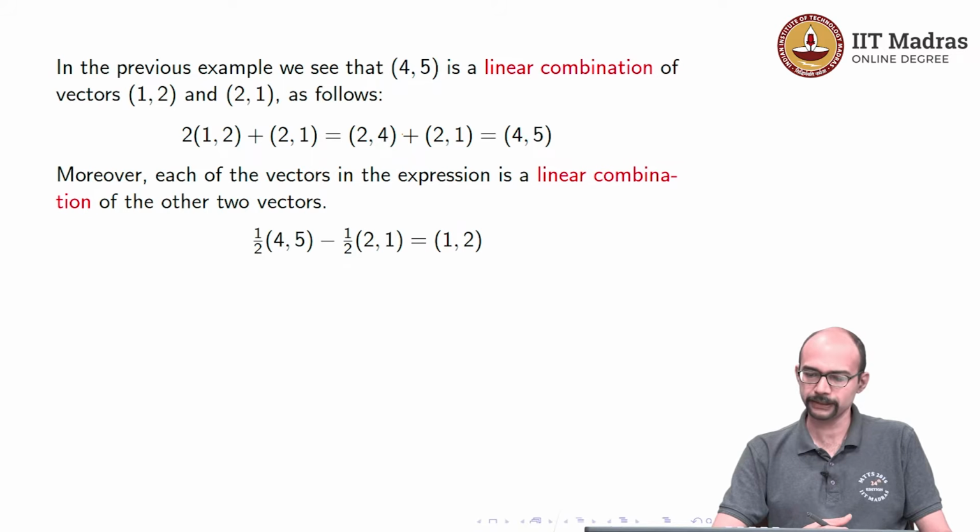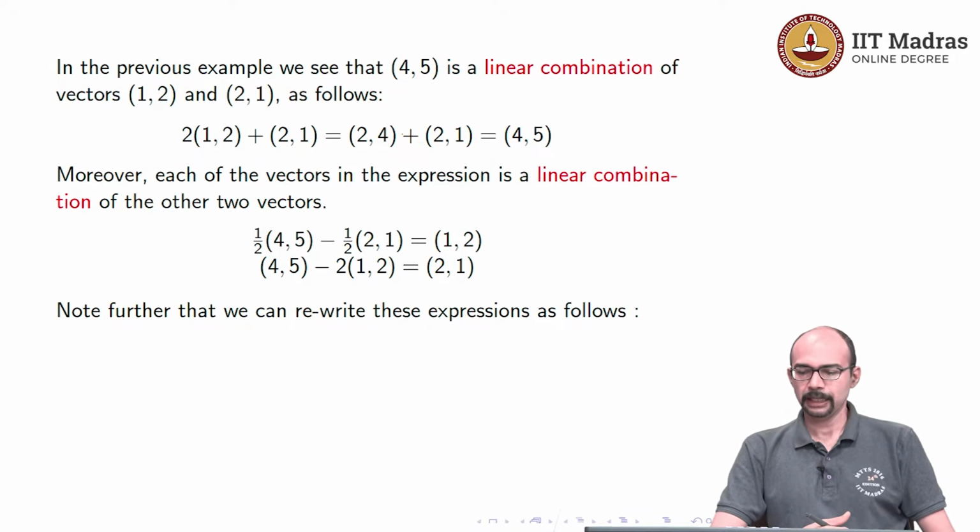That's what we have got here. So the coefficients here are half and minus half. And similarly you can express (2, 1) as a linear combination of (4, 5) and (1, 2). To do that you take (1, 2) on the other side and then you exactly get the second expression written here. Okay, so we can do other things.